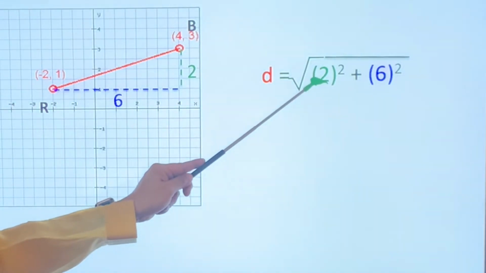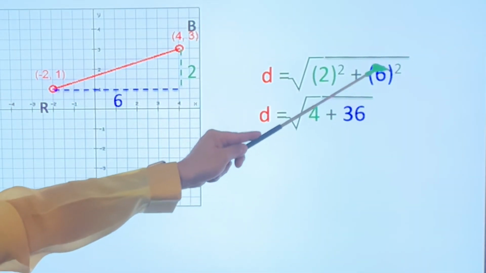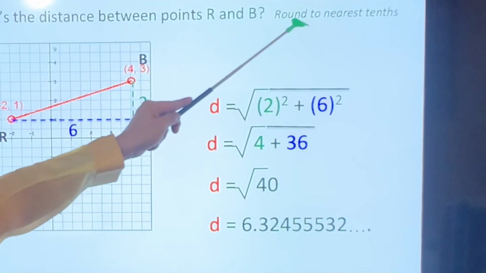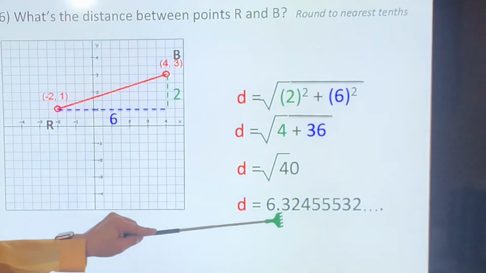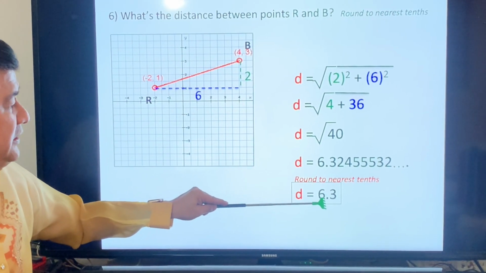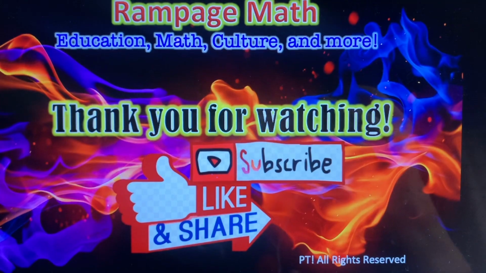So plug it in. 2 times 2 is 4. 6 times 6 is 36. Add them up. Square root of 40. It says nearest tenths. Tenths is over here. The 2 won't affect the 3. Therefore, the answer is 6.3.